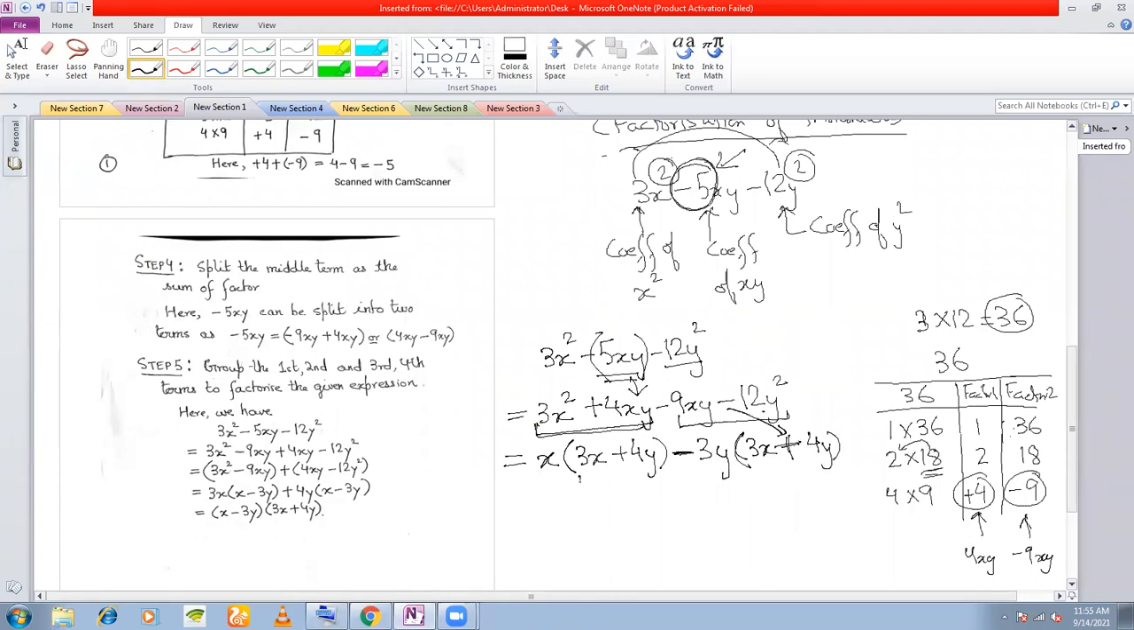So now you see that you have got 3x plus 4y here. You have got 3x plus 4y here. Once you see that these two are the same, that means this factorization that you have done here is correct. Now what you do is you can take out 3x plus 4y. If you take out 3x plus 4y from this entire term, you're only left with x. If you take out 3x plus 4y from this entire term, you're only left with minus 3y.